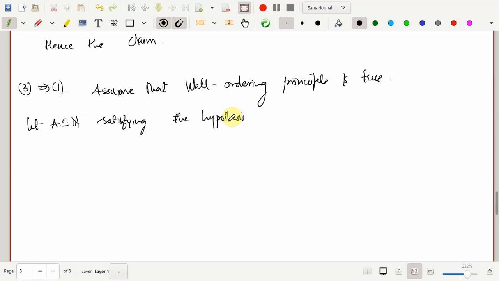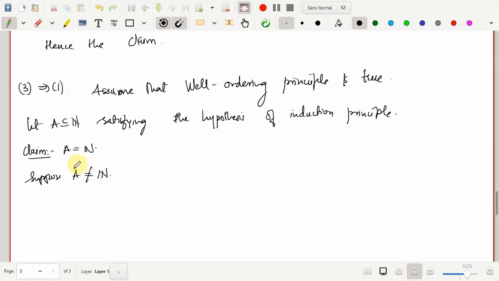So we need to show that A is equal to N. First, if A is not equal to N, then definitely if I construct the set N difference A, by the way N is bigger than A because A is a subset of N, this is going to be non-empty because A is not equal to N. It's a non-empty subset of N. So by the well ordering principle, this should have a least element.